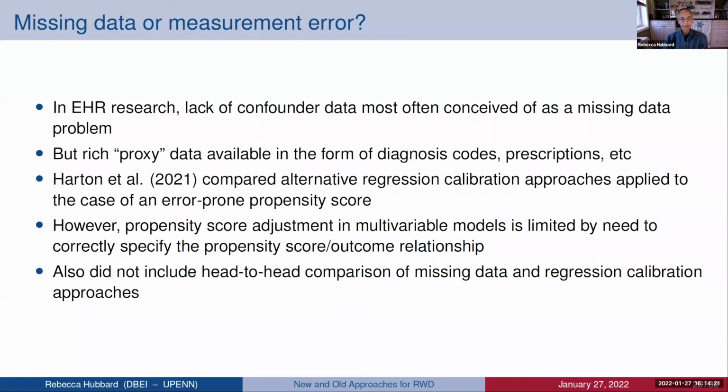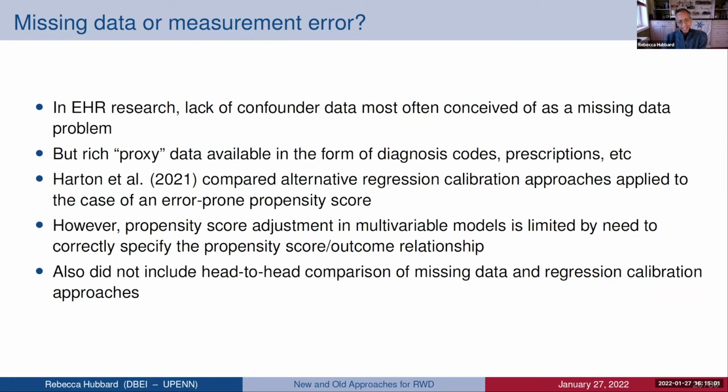Typically, people think of that as a missing data problem, but we could alternatively conceive of it as a measurement error problem. So although the gold standard confounder information that we wish we had is often not available, there's a lot of proxy information in the form of diagnosis codes, prescriptions, and utilization information. So if we think of those codes and additional information as being proxies, imperfect surrogates for the gold standard confounder information that we wish we had, then we could alternatively conceive of this as a measurement error problem.